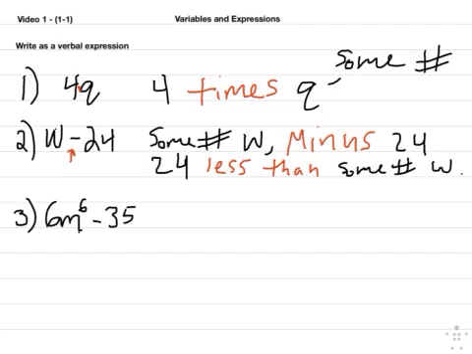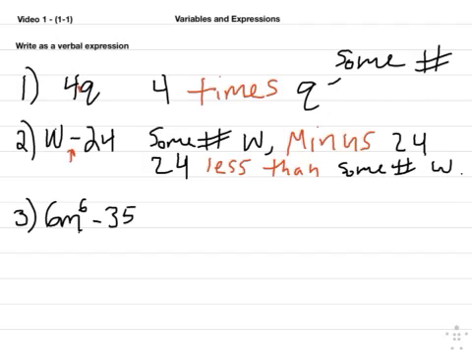Okay, so this is confusing to some people, this 24 less than, but if you think of them as groups, say w is a big group of something, say it's 100 apples. If we have 24 less than 100 apples, then we have 100 minus 24. So you can kind of think of it that way, but written out, it's kind of switched around.